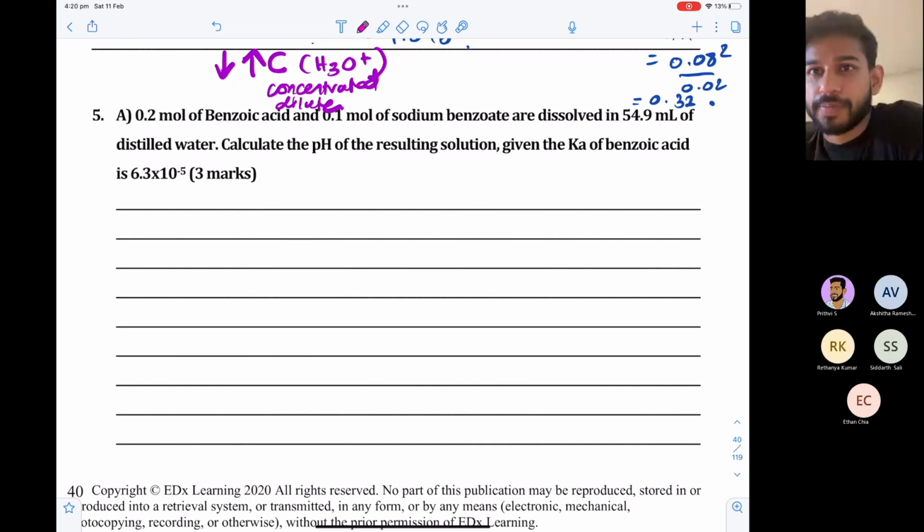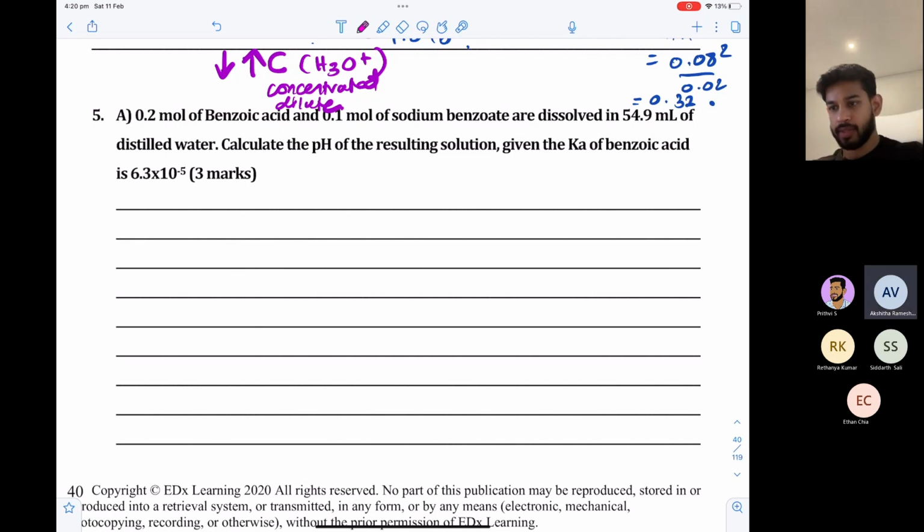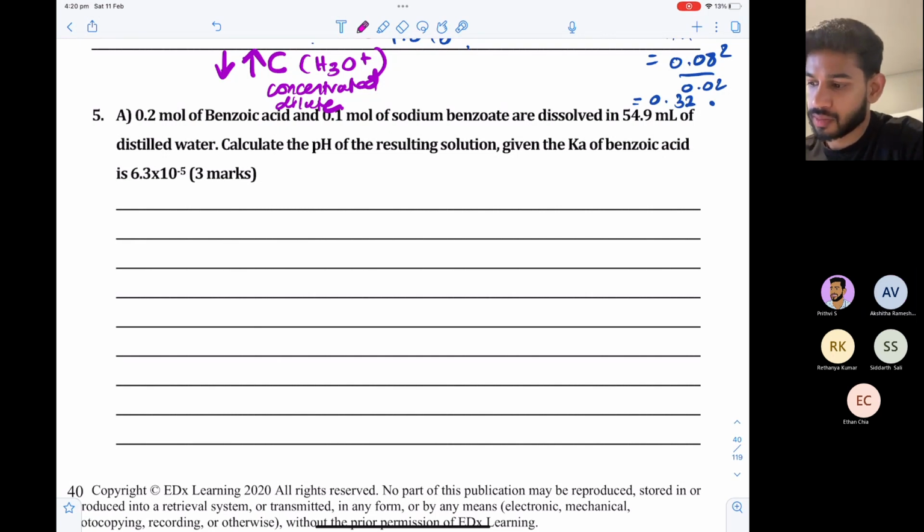Who's got an answer? Sid? I'm still working through it. Okay. Akshita? Yeah, still. Okay, maybe get us started on this, Akshita. So what's the first step? All right, Ethan, what's the first step with every single calculation question you do? Writing the equation for it. Good. So what is the equation?